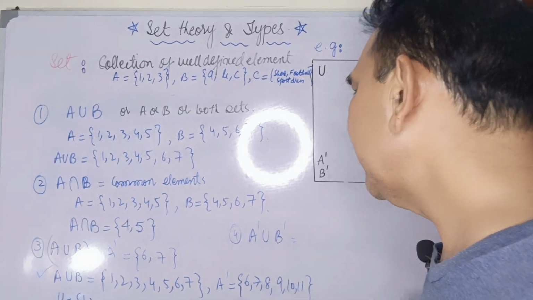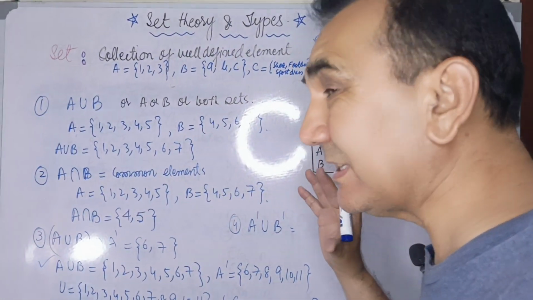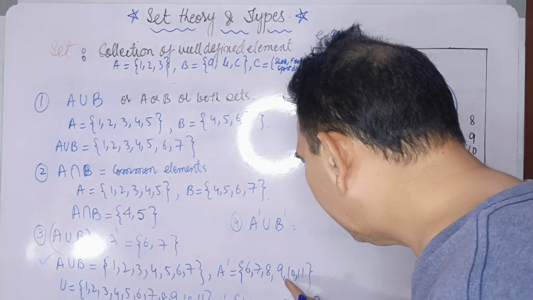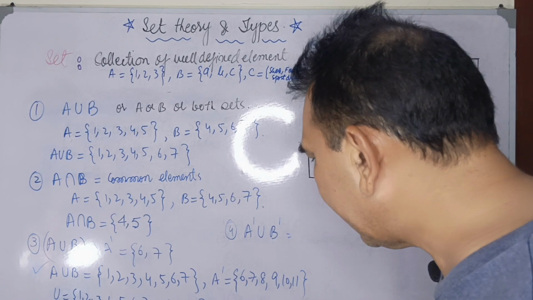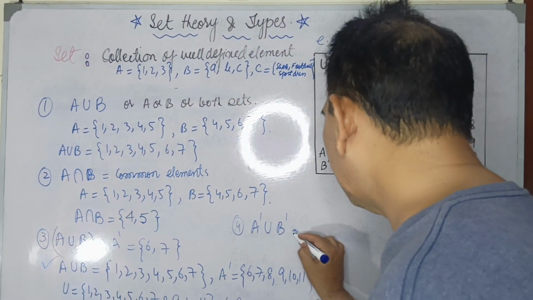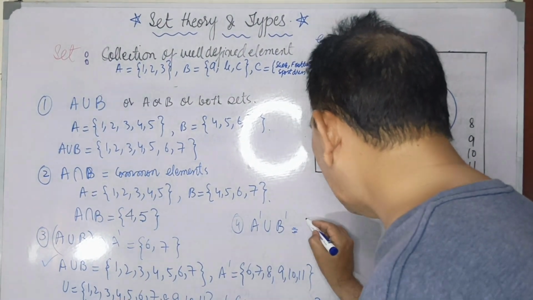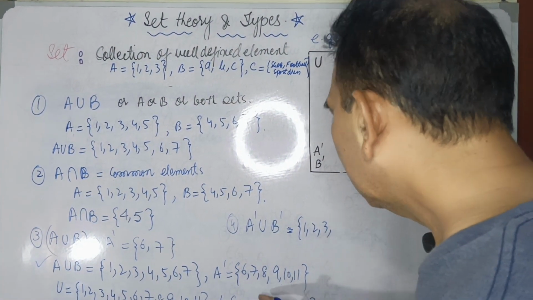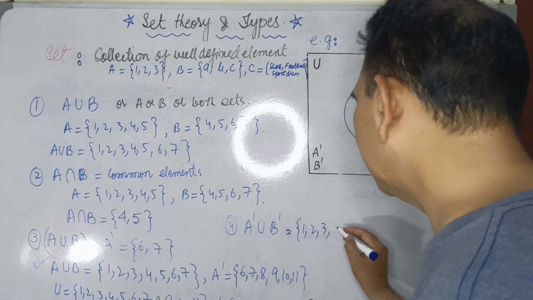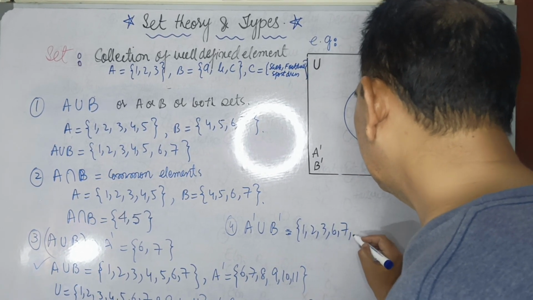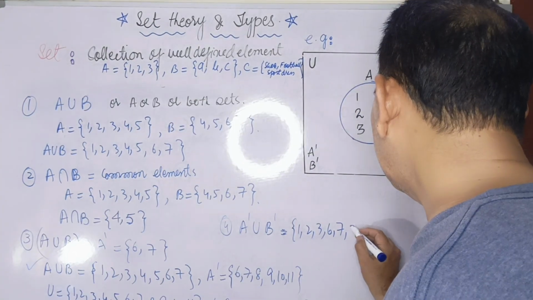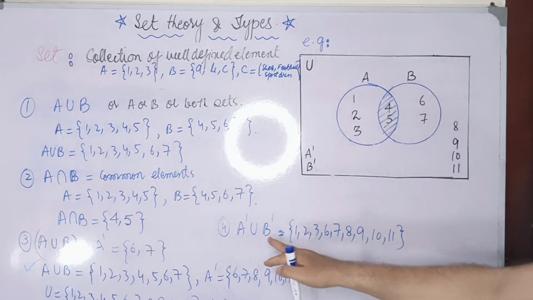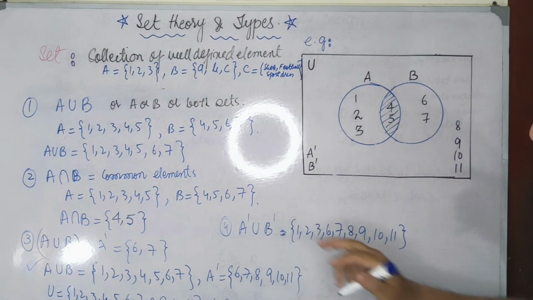Now the question is asking what is the union of the A complement and the B complement. So now we will write down all the numbers which are present inside both complements. Start with the curly bracket. 1 2 3, the 4 and 5 are not present over here, so 6 7 8 9 10 and 11. 8 9 10 and 11 are the common. So this is the A complement union B complement.